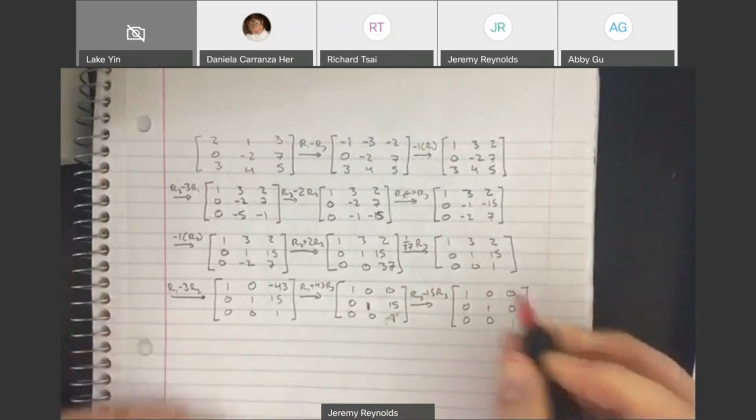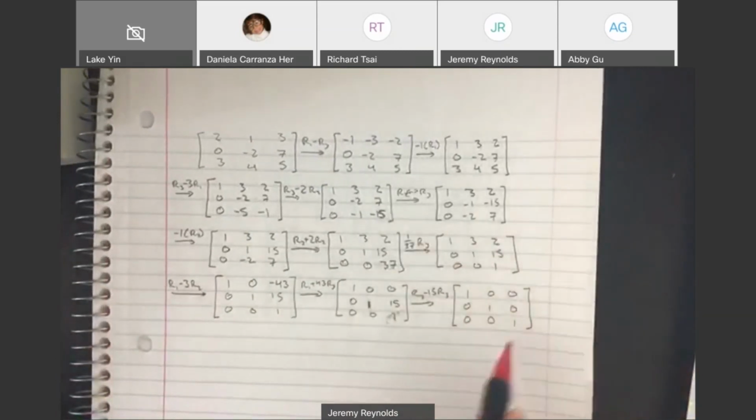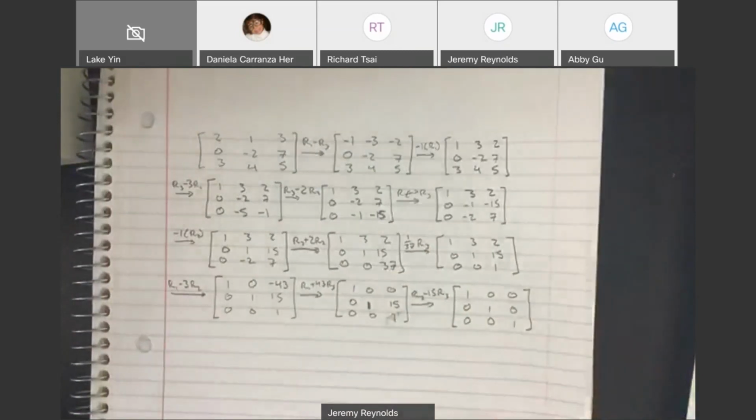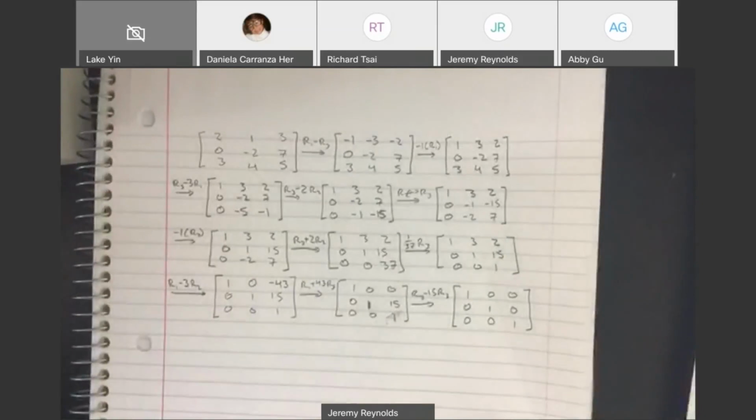And you notice over the entire process, we didn't introduce any fractions. We had to take a lot more steps because we didn't want to get any fractions, but we were able to get to the solution. Does that make sense? Yeah. Okay.